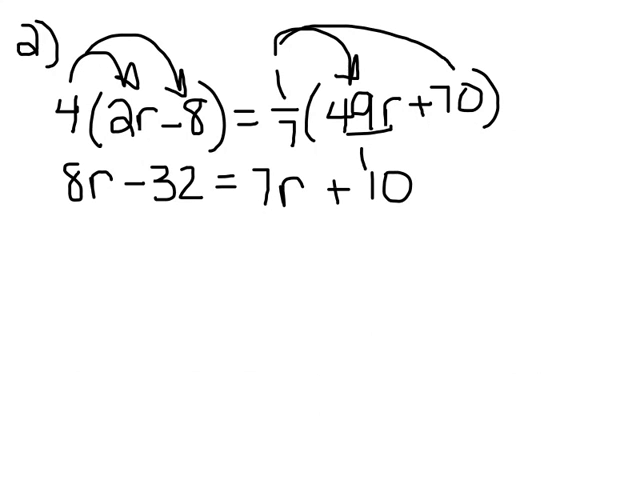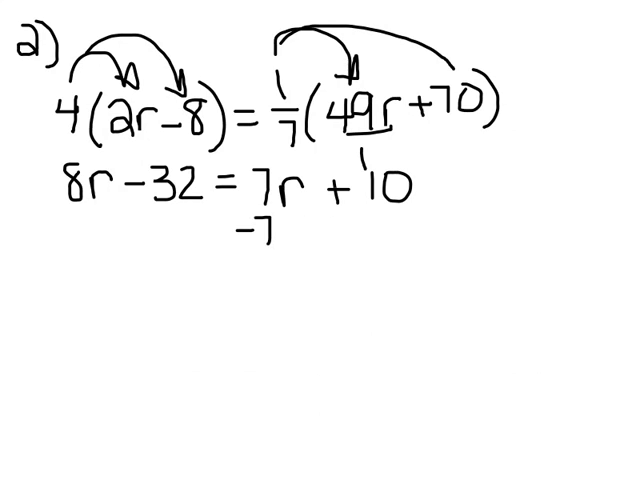Now, after doing the distributive property, we would clear fractions. Then we would combine like terms. That would mean on both sides. There's nothing to combine there, and there's nothing to combine there. So we'll move our variables to one side.